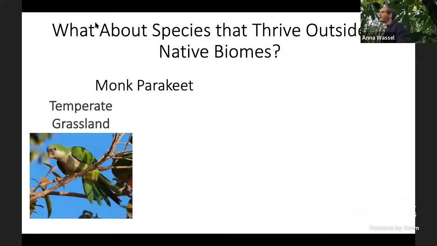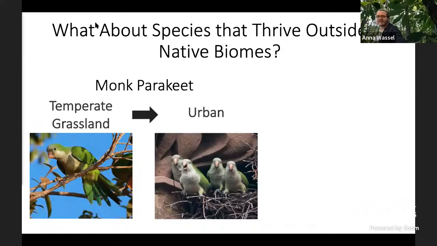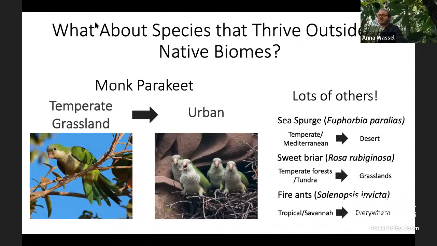I'm going to go with some low-hanging fruit here to start with the monk parakeet, where it's temperate grassland, and you find it in an urban setting. Now, urban isn't a traditional biome, of course, but it really just shows that it's able to survive well outside of its natural range into other environments. And there's a lot of examples of species inhabiting novel biomes that are natural outside of their range. And showing a few examples here.